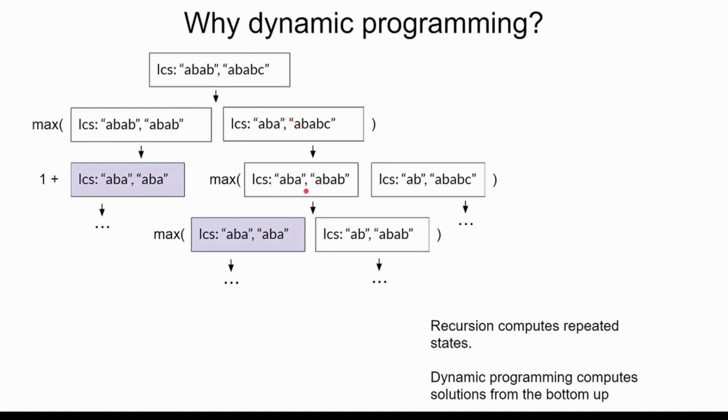With this, you have ABA and AB, and then AB, and then ABC. Since the letters at the end are not the same, you split again, and the subproblems ABA and ABA and AB and AB appear twice, these two are the same. Recursion can compute repeated states, while dynamic programming computes solutions from the bottom up, so they don't repeat anything.